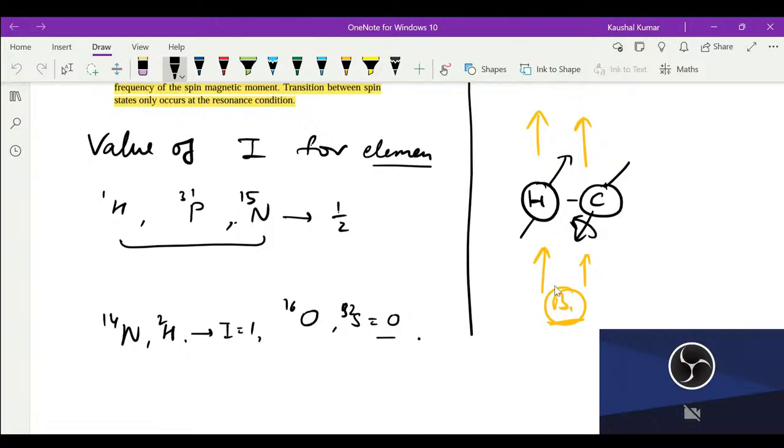Again, the B magnetic field will be shielded because of the spinning of this carbon also, and that is called chemical shielding. And this chemical shielding will affect the magnetic field. So suppose you give B1, then the effective magnetic field will be B1 times (1 minus sigma). Sigma is the shielding effect, the shielding constant.